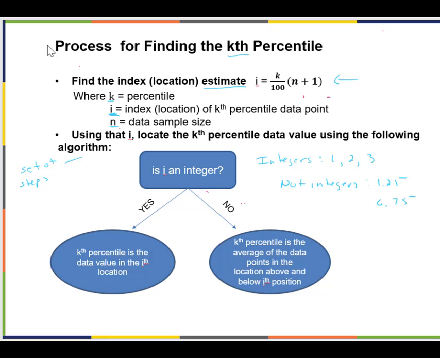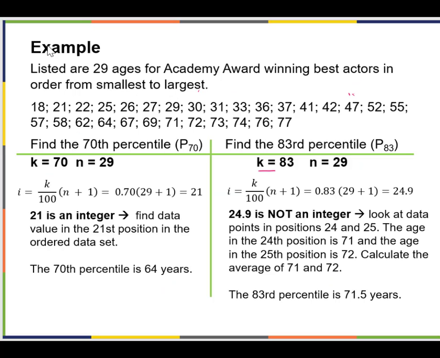And if it's not an integer, then we actually have to look around, above and below that index, and average. The algorithm we're going to follow is to take the average of those numbers. So let's take a look at how we're going to use this process.